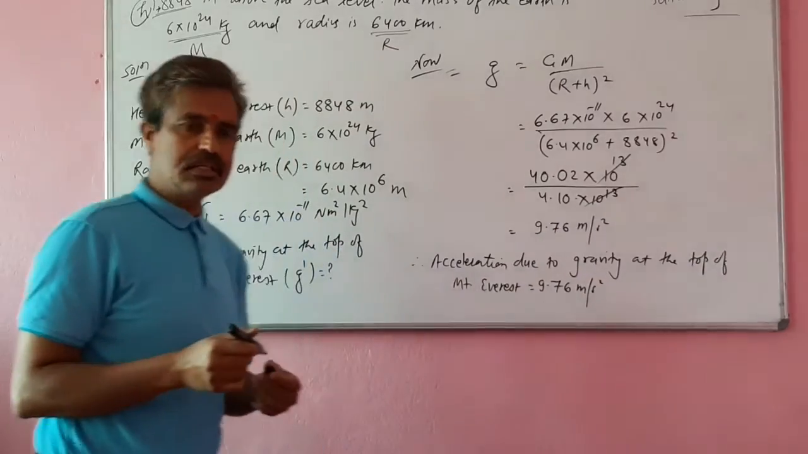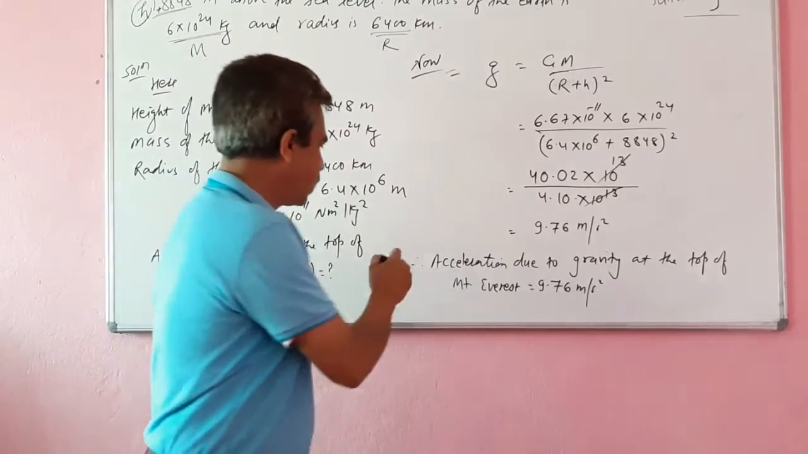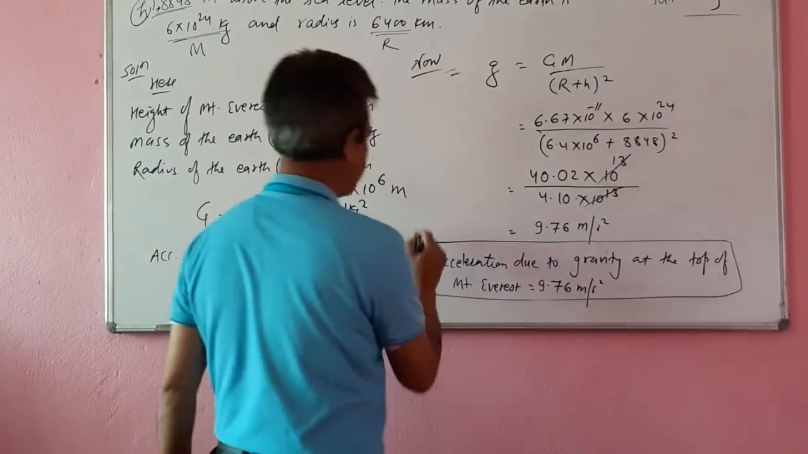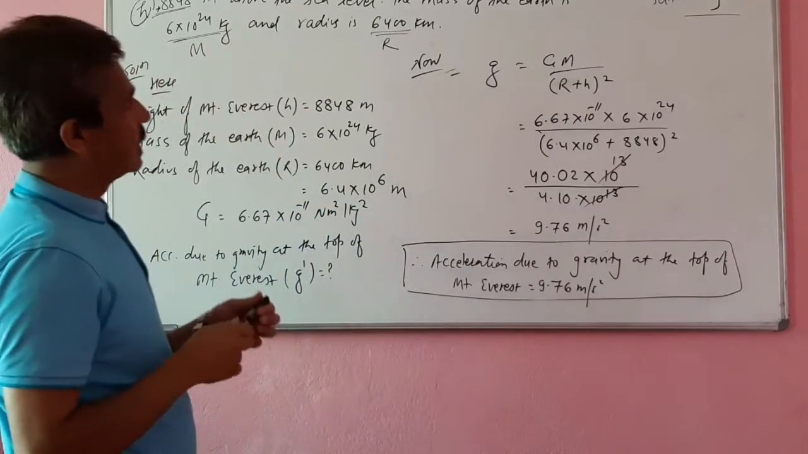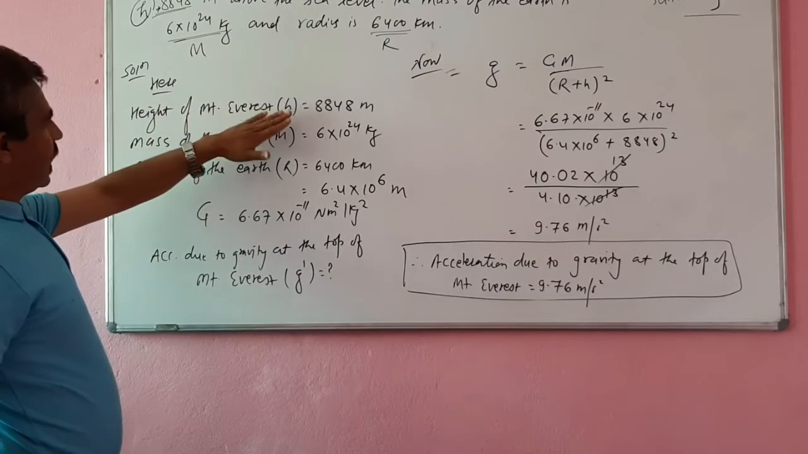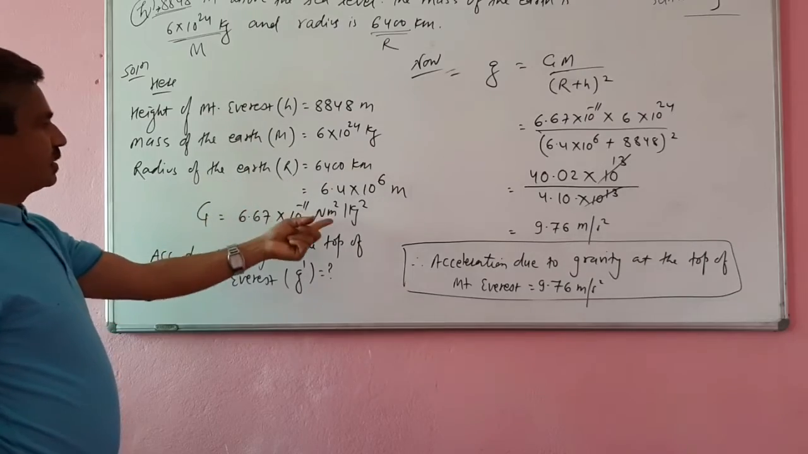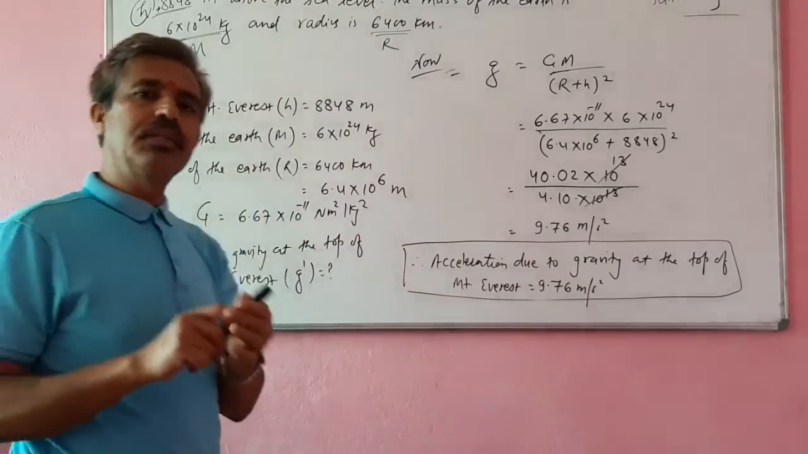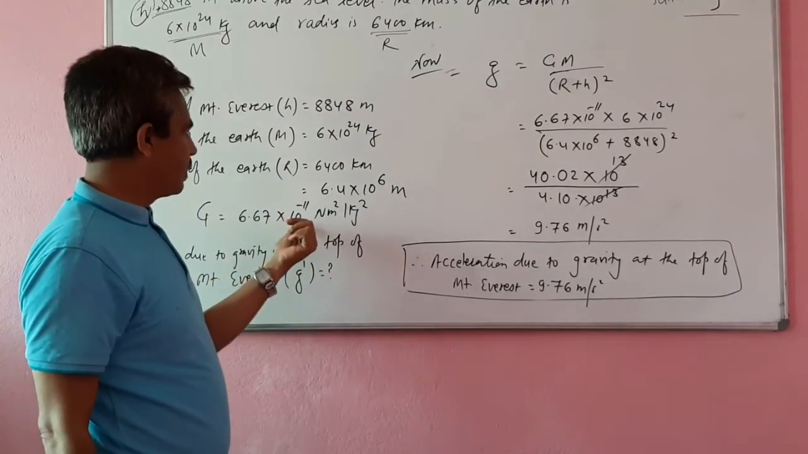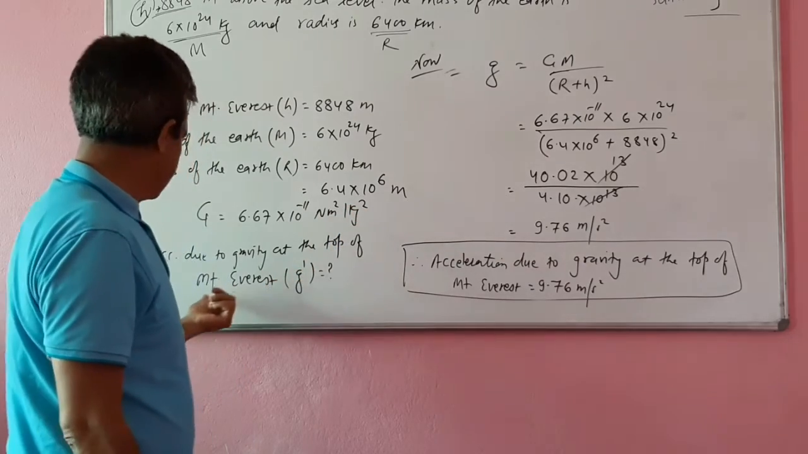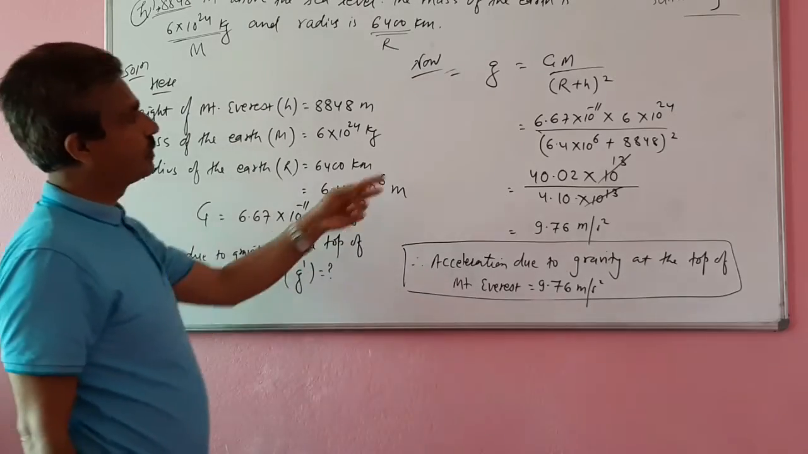As the altitude increases, the value of small g decreases. Why? Because they are inversely proportional to each other. In this question, the height of Mount Everest, the mass of the earth, and the radius of the earth are given. Capital G, if it is not given, then we have to write it down. It is a constant, 6.67 times 10 to the power minus 11 Newton meter square per kg square. And acceleration due to gravity at the top of Mount Everest we have to calculate.